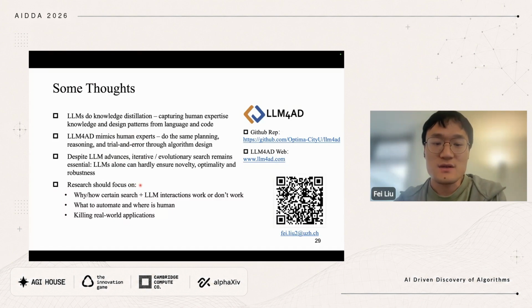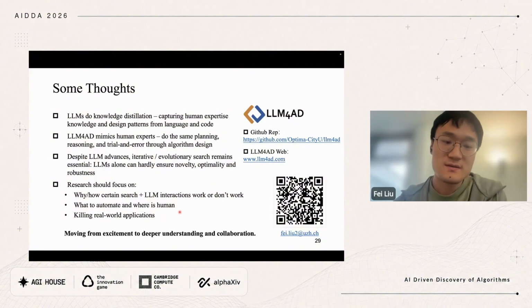And I think researchers should focus on understanding how and why certain search and iterations work or not. We also need to know what to automate and where the human is. Now we have more automation, so where should researchers, human experts, be in this algorithm design pipeline? We can focus on solving real world applications to make a real impact, not only testing some benchmark instances.